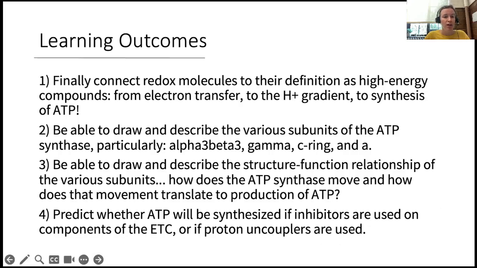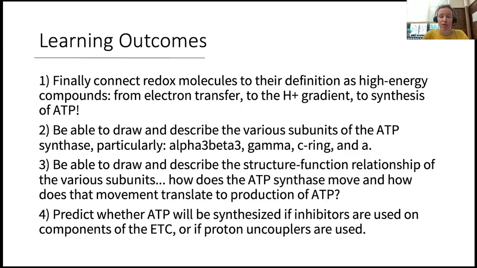Here are our learning outcomes for the day. So, as just mentioned, we'll finally understand high energy compounds and why they're considered high energy. We'll be able to draw and describe the various subunits of the ATP synthase, in particular the alpha-3 beta-3 subunit, the gamma, the C ring, and the A. We will be able to draw and describe the structure-function relationship of some various subunits.